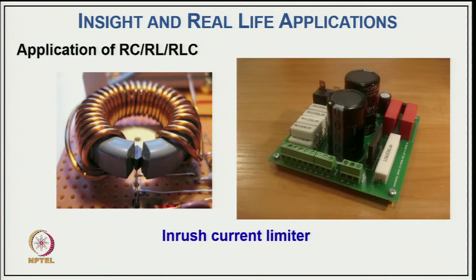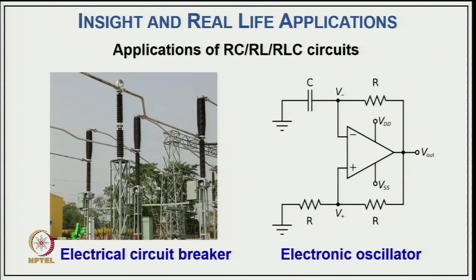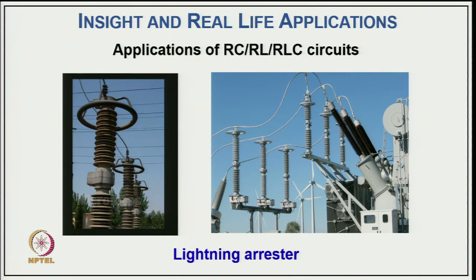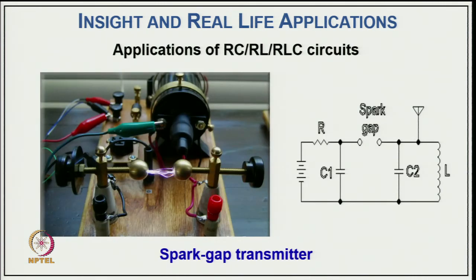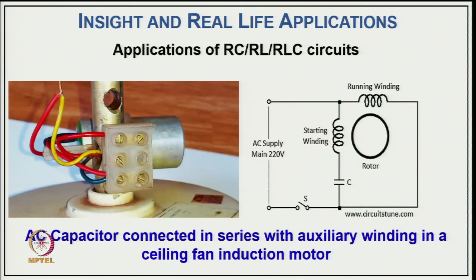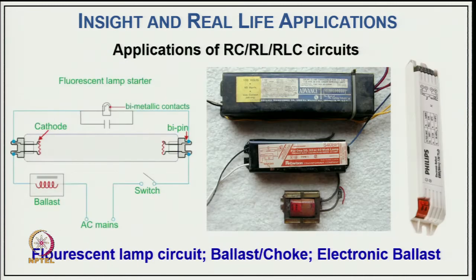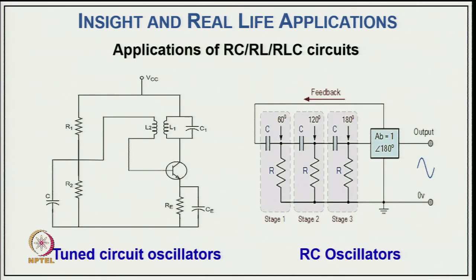In all these applications, you have an inrush current limiter as you can see in the circuit here, as well as an inductor with a Faraday core, or an electric circuit breaker, or an electronic oscillator, or lightning arresters, or a spark gap transmitter where you can see RLC circuits of different kinds. Or a single phase induction motor with inductor, resistance and capacitance in the RLC circuit, or for instance ballast, normal magnetic ballast as well as later electronic ballast, or a tuned circuit oscillator and RC oscillator.